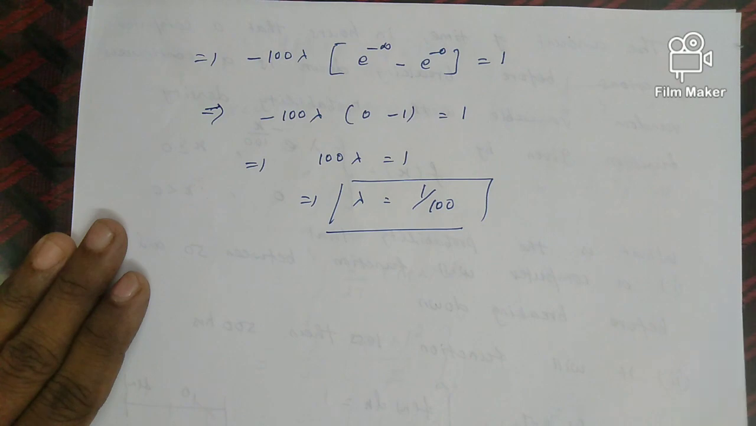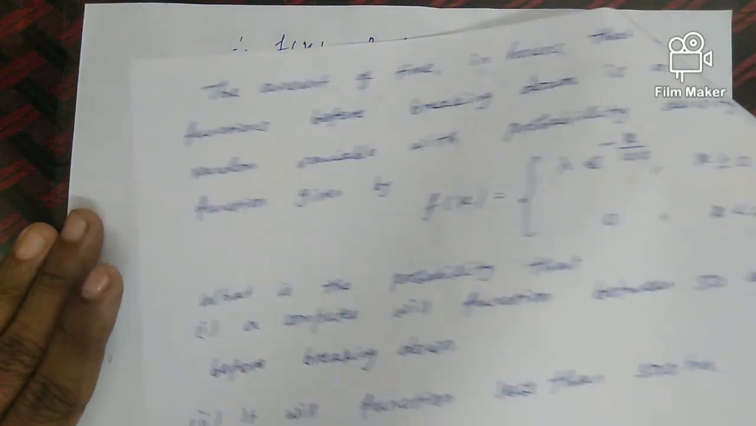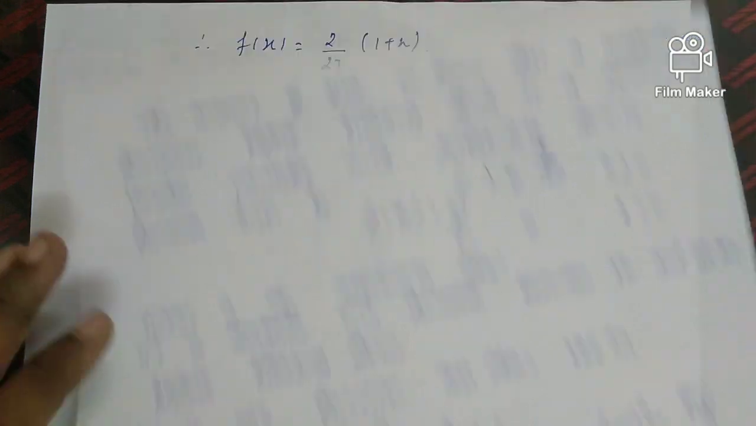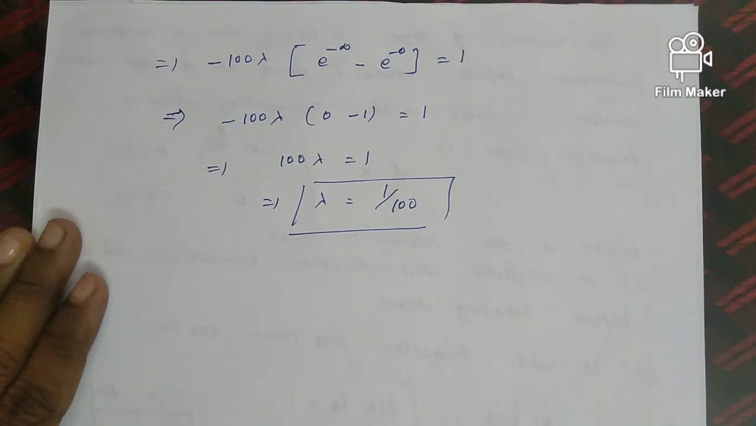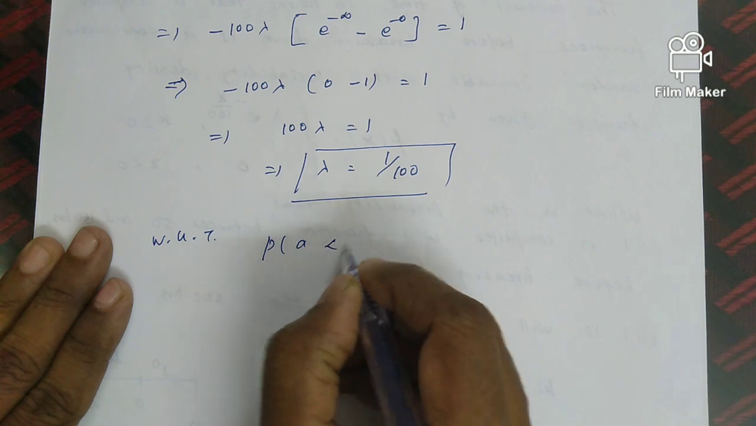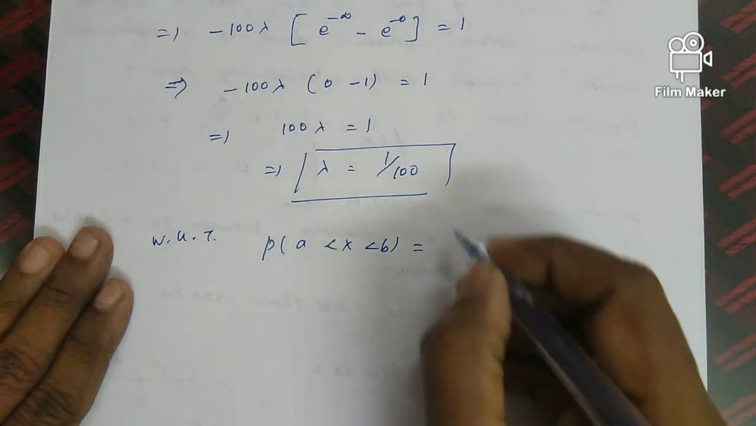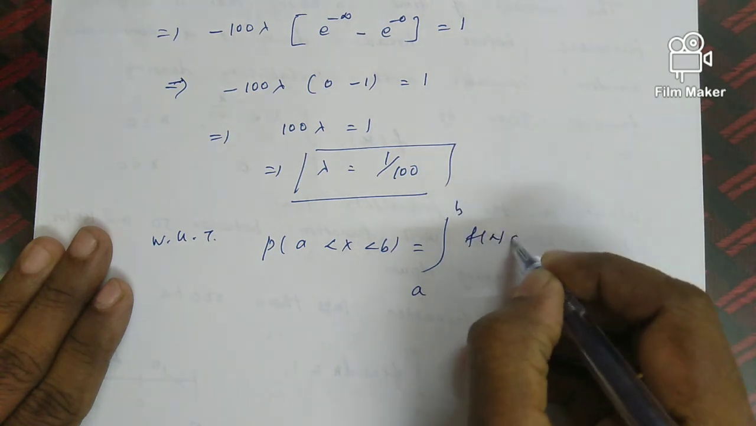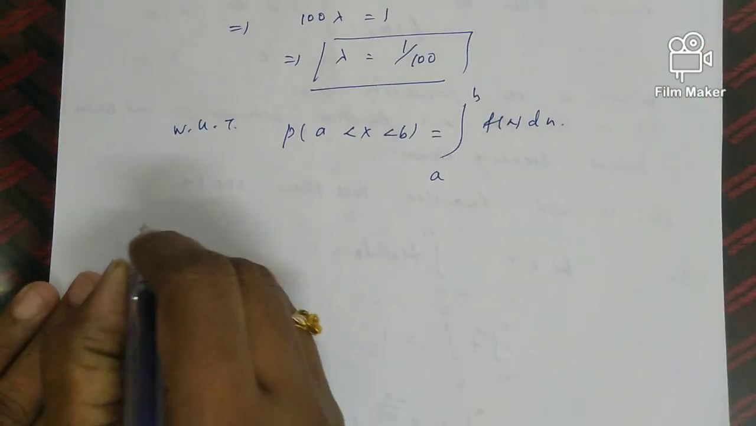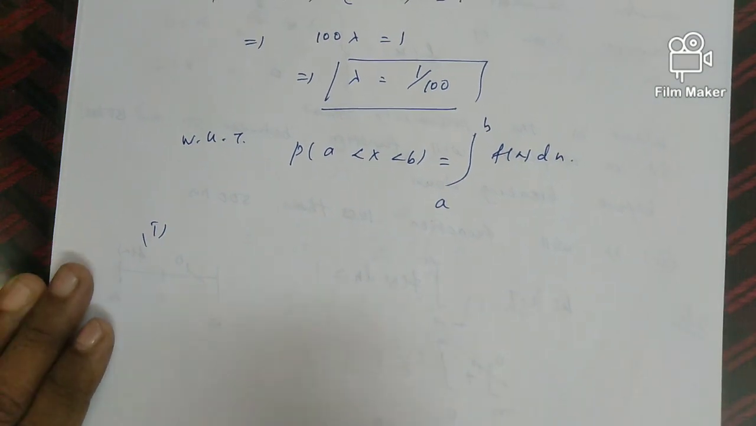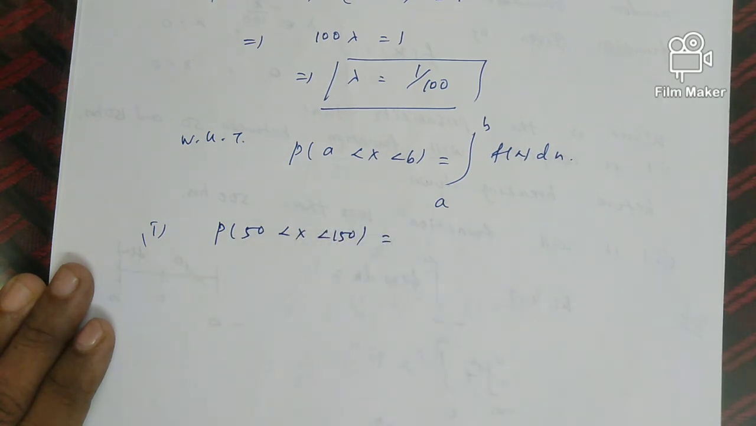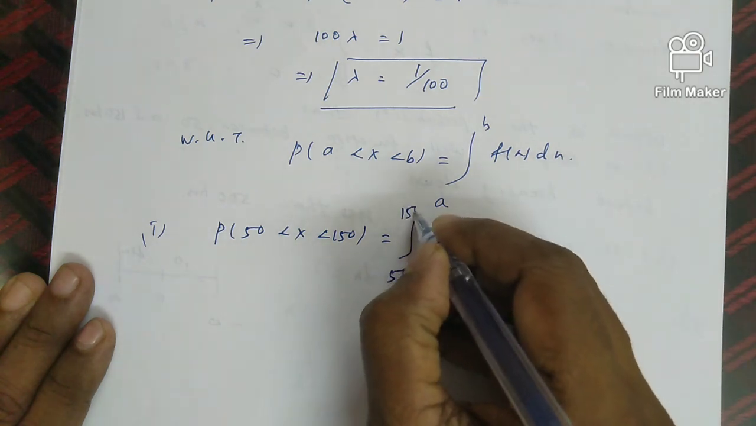Now we are going to do the subdivision. What is the first part in the question? A computer will function between 50 and 150 hours before breakdown. For that we are going to use a result. We know that P of a less than x less than b is equal to integral a to b f of x dx. Based on this result we are going to do the subdivision. The first case is 50 to 150 hours. So P of 50 less than x less than 150, instead of a and b, 50 to 150, integral of f of x dx.